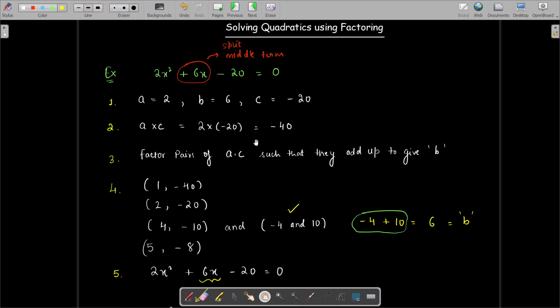Let's do one more example. Let's say you have 2x squared plus 17x plus 21 is equal to 0. First step, actually the first step is writing the coefficients. A is 2, B is 17, C is 21. Second step, write down the factor pairs of A times C. So A times C, 2 times 21, that's 42.